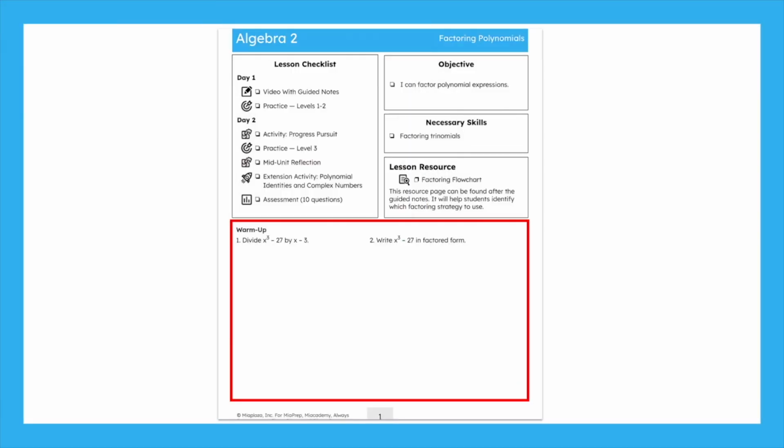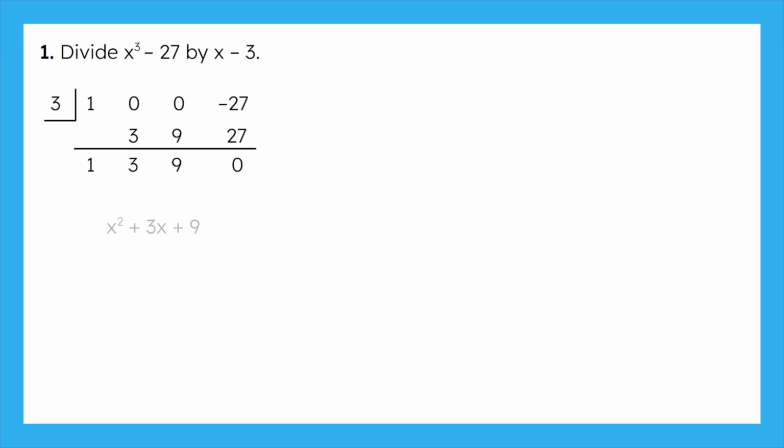Our first warm-up question was divide x cubed minus 27 by x minus 3. What did you get? I used synthetic division to get the quotient x squared plus 3x plus 9. The second question said, write x cubed minus 27 in factored form. How'd you handle that?